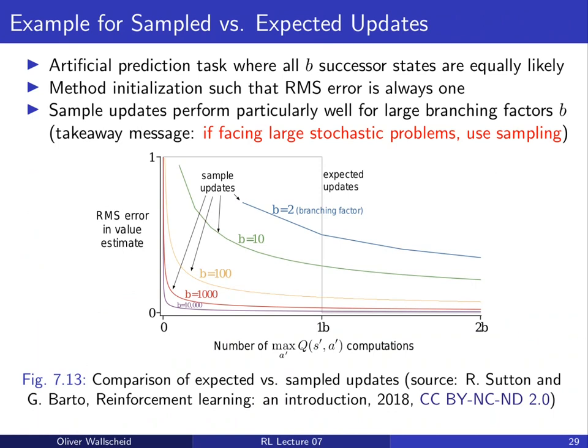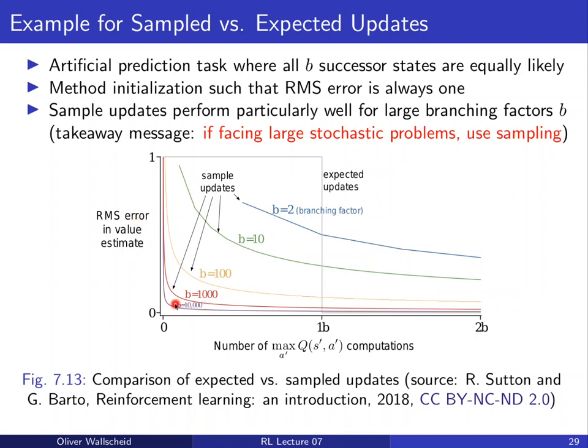Here's also a very slight comparison between the expected and sampled updates, where we have a very arbitrary artificial prediction task where all B successor states of an MDP are just equally likely to occur. And we start with an initialization of that value estimation task here in order to compare sampled and expected updates, such that at the initialization, all comparison approaches which we take into account have the same RMS error, so root mean squared error, of 1.